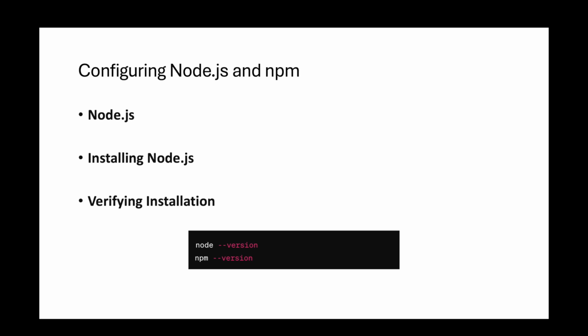Setting up your development environment with the right tools and software is essential for a smooth and productive web development experience. By installing text editors and IDEs, configuring version control with Git, and setting up Node.js and npm, you'll be well equipped to start building and managing your web projects effectively.